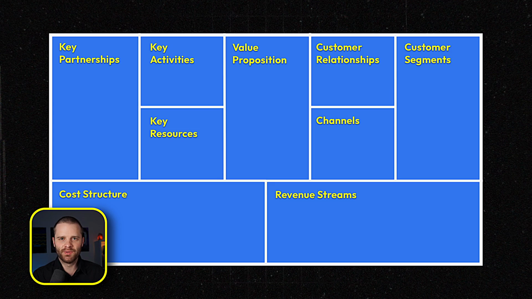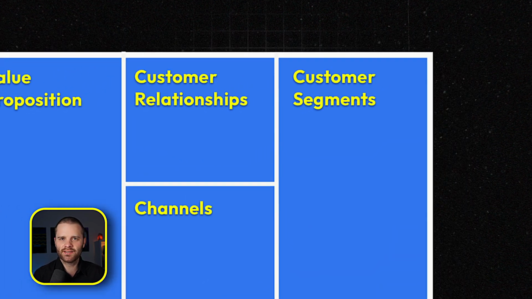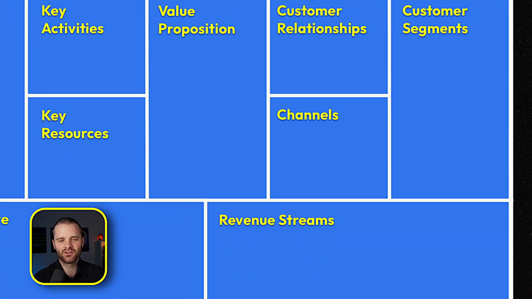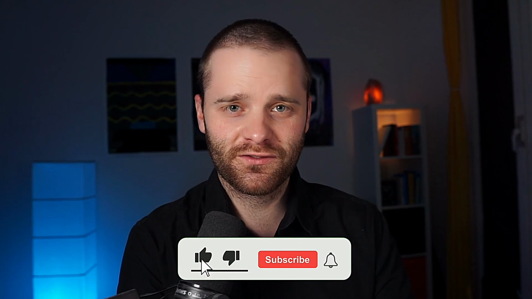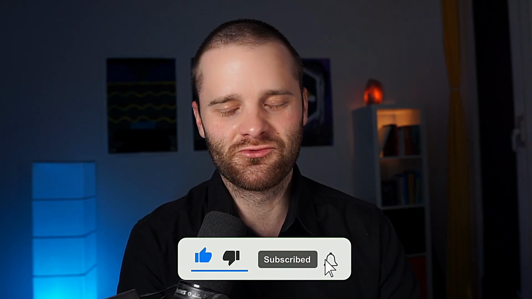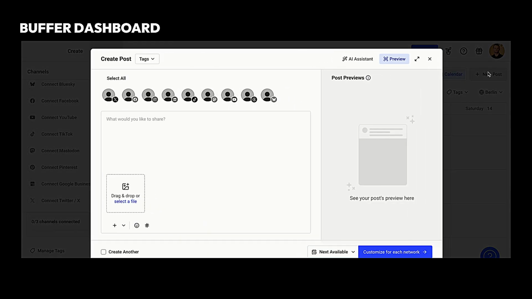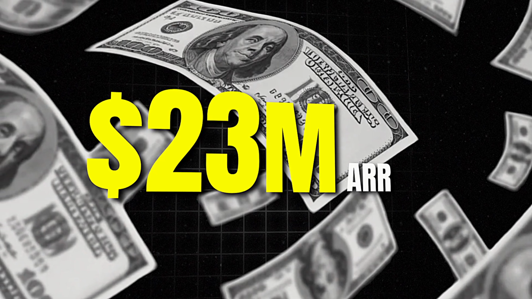So this is how the business model canvas looks. It's split into different segments: customers, value proposition, channels, and so on. And we're going to go through each one. But not in theory. I'm going to show you how you can fill it out right now using a real example, Buffer. Buffer is a tool where you can schedule social media posts. They started super small and now they're doing about 23 million bucks in recurring revenue. That's how strong the business model canvas can be.